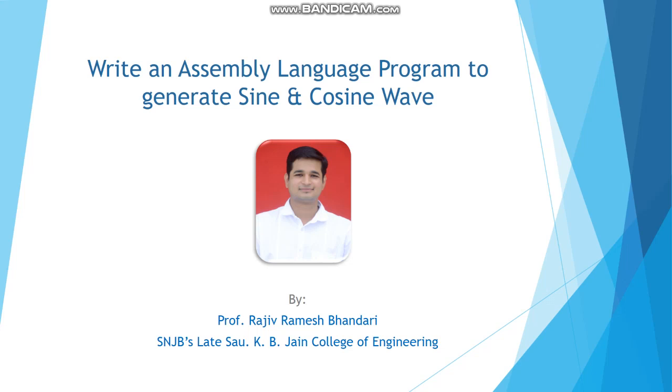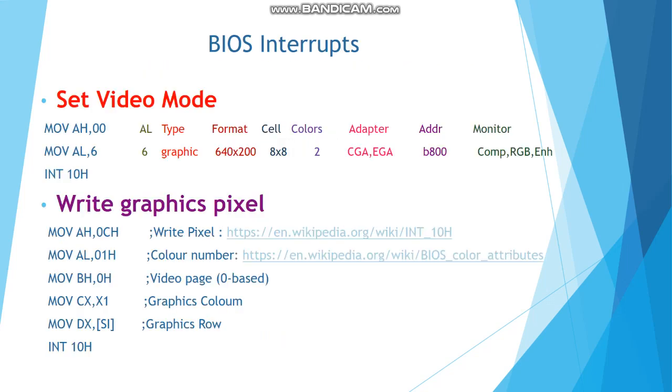In this assignment, we have to study how to draw the sine and cosine wave using assembly language programming. As we have to execute this assignment in Windows operating system, here we have to study the different new system calls in Windows operating system.